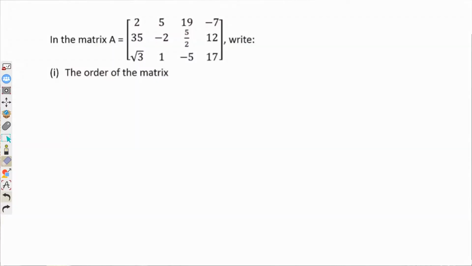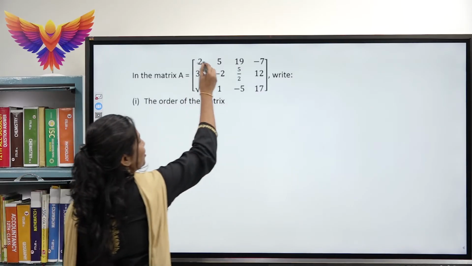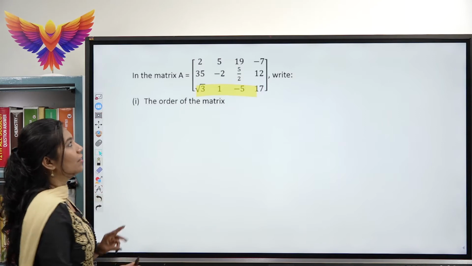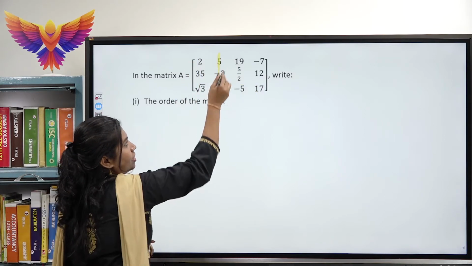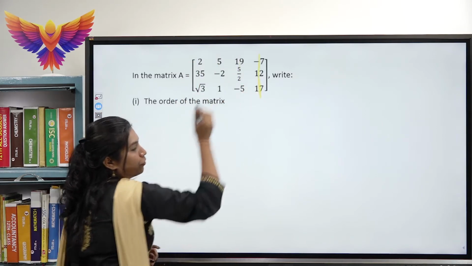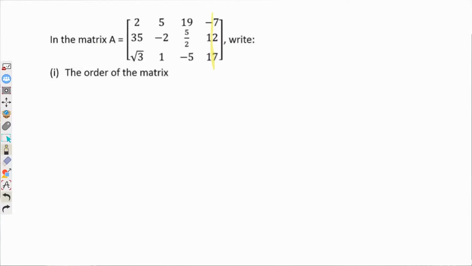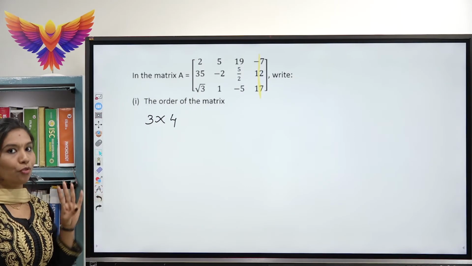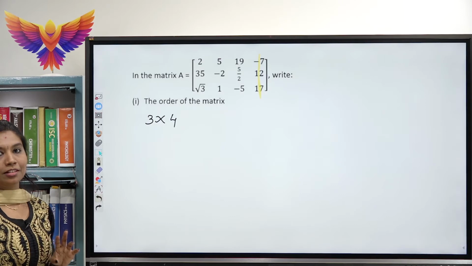So again, looking at the matrix itself, clearly we can find out the order of a matrix here. We have 3 rows. This is the first row, a second row and a third row. We have 3 rows and we come across 4 columns here, C1, C2, C3 and C4. So the order of this matrix is nothing but 3 cross 4. We have 3 rows and 4 columns. So the order of the matrix is nothing but 3 cross 4.